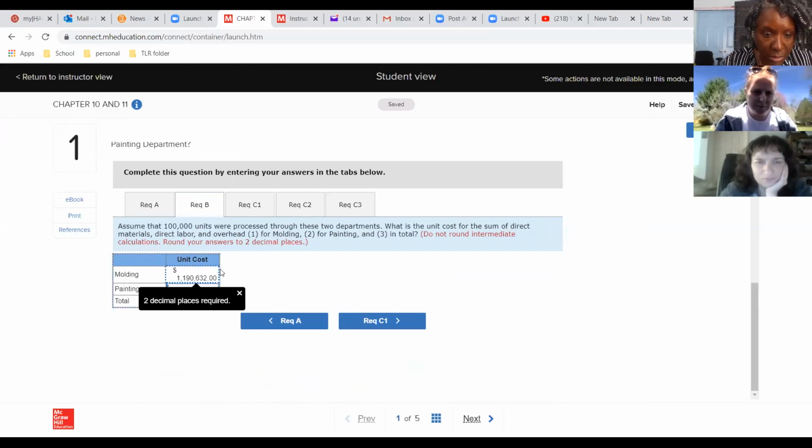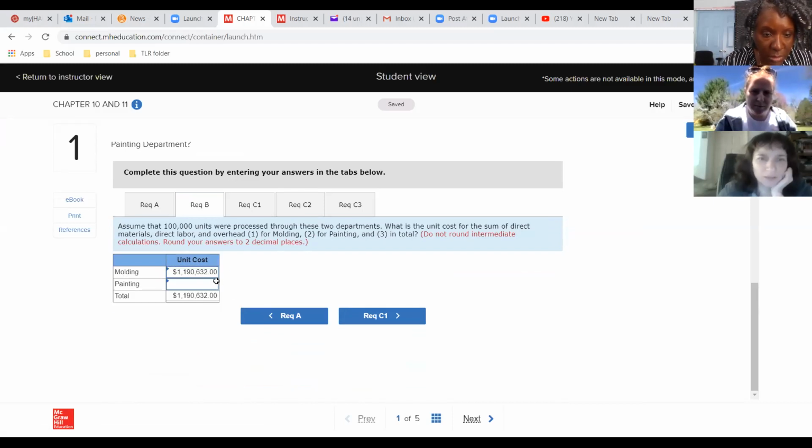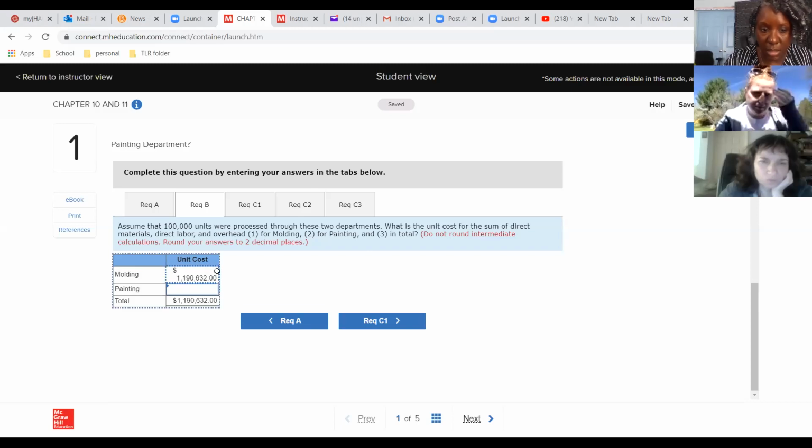Shouldn't we divide it by 100,000 units? Right. So 1,190,632 divided by 100,000. All right, here we go. $11.91, I think.